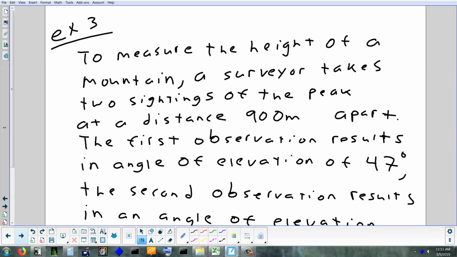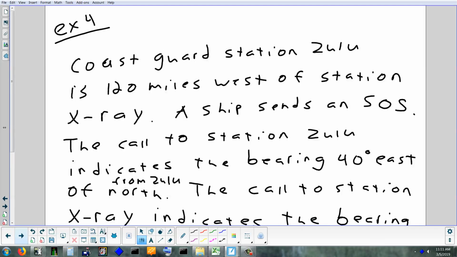Okay. The last thing we'll look at before we do law of cosines is a word problem. I have 2 of them. We're just going to do one of them. Let's do the second one.